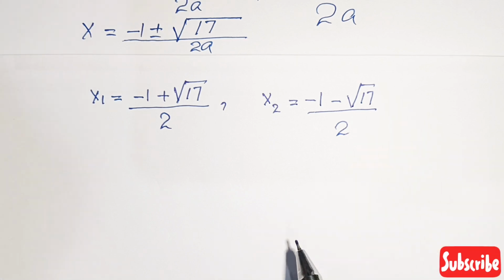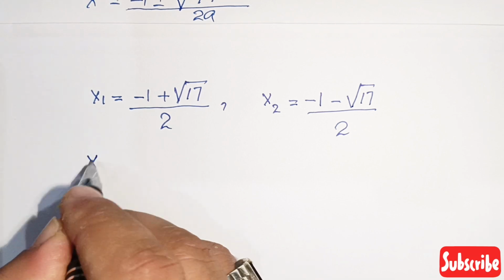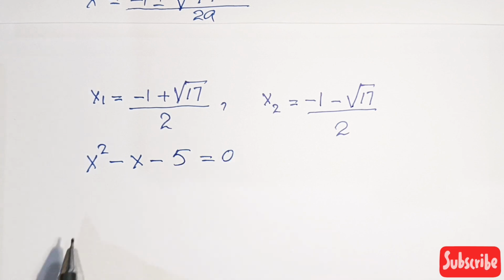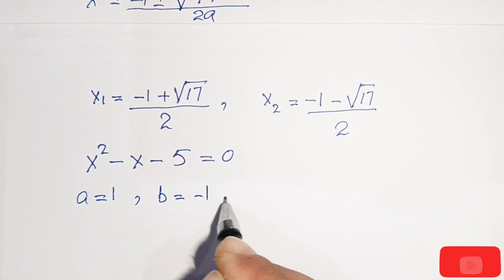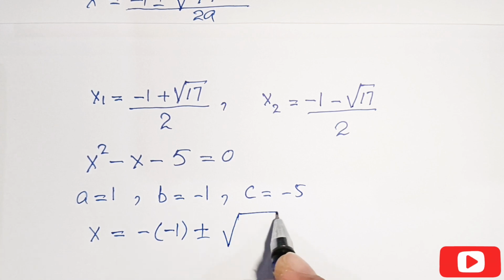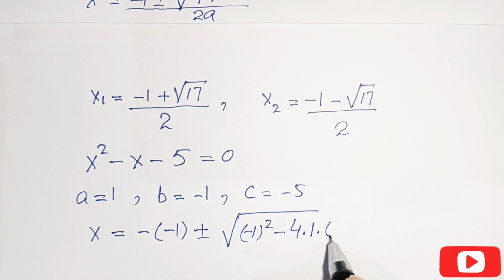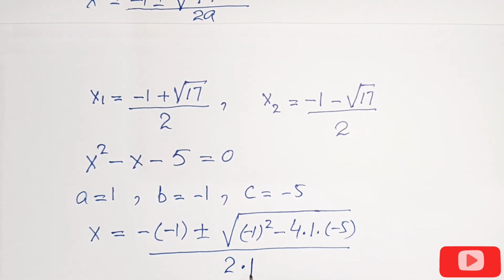Now we have to solve our second case here, which is x squared minus x minus 5 is equal to 0. Using the quadratic formula again, we have a equal to 1, b equal to minus 1, and c equal to minus 5. Now x is equal to minus times minus 1 plus minus square root of b squared, which is minus 1 whole squared, and minus 4 times a is 1, c is minus 5, all over 2 times a.